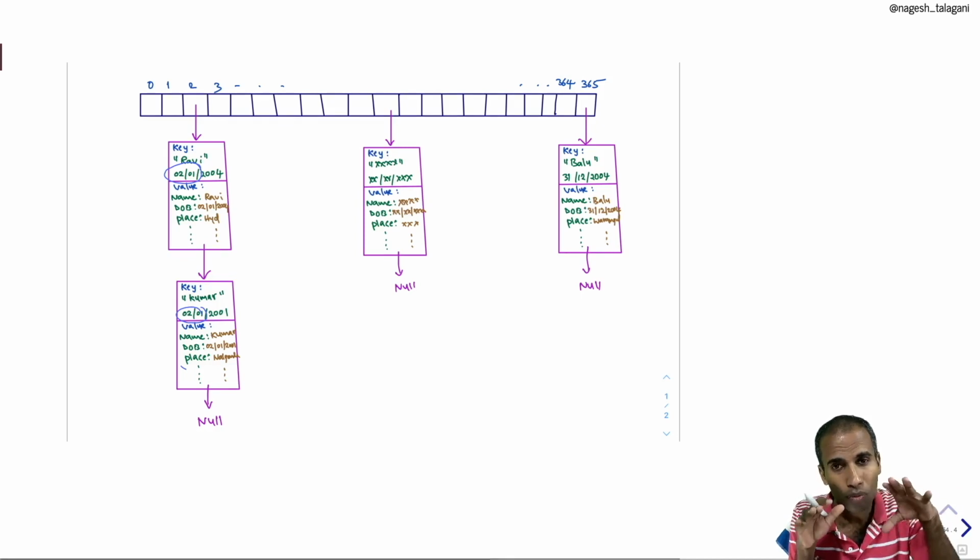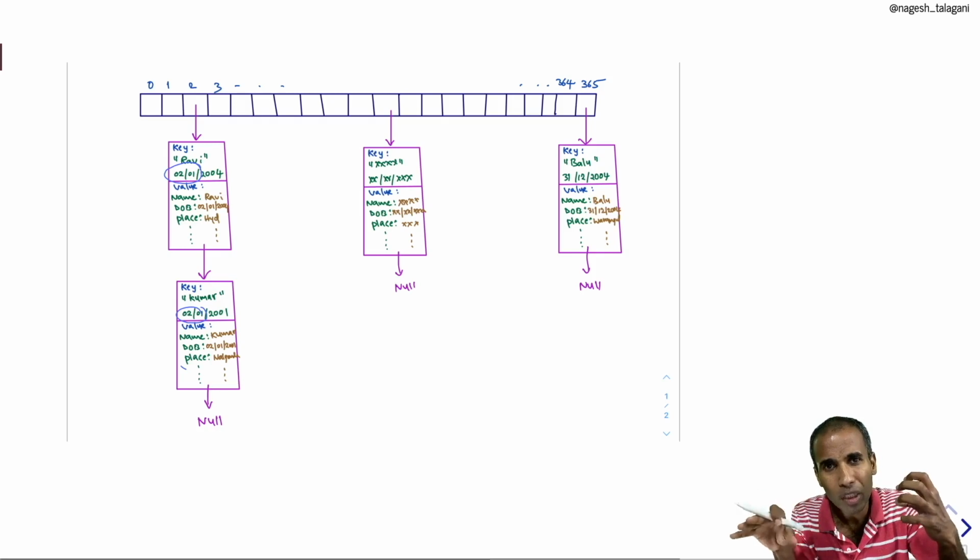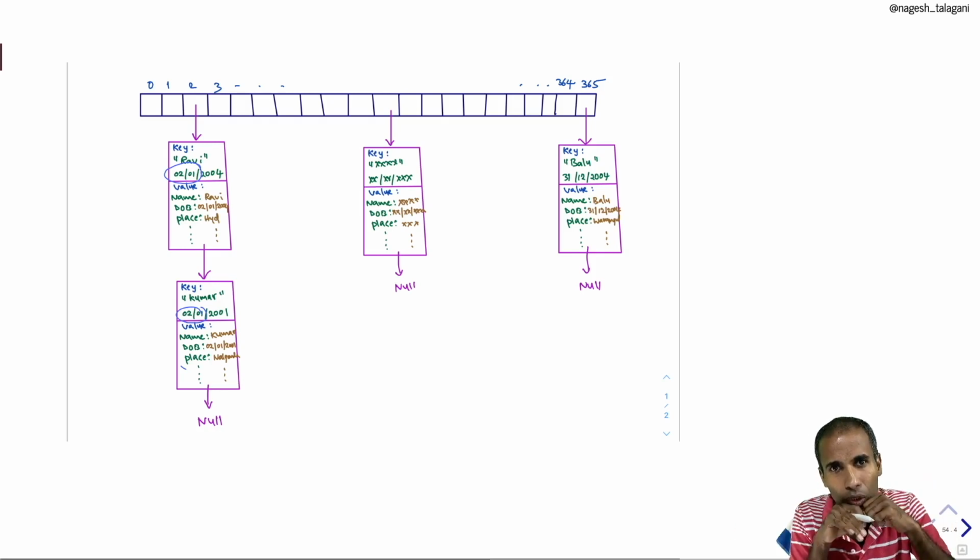One thing is clear: fewer students means less chance of collision, so we will have fewer collisions. More students means more chances of collision, so more collisions. But what exactly is the trade-off between the number of students and the probability of having collisions? So we want to address this question.